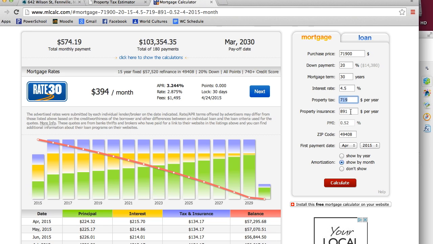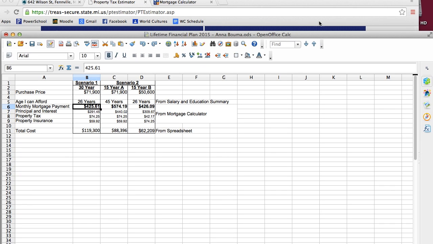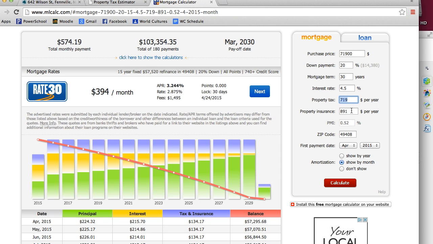And how we got the property insurance number, we have to go to a property tax estimator. We put in half the value of the home right here. We selected the county, the city right here, township, and the school district, and it gave us the estimated property tax. So that's where we got that number from over here. And then everything else looks good in here, so we're going to go ahead and calculate.